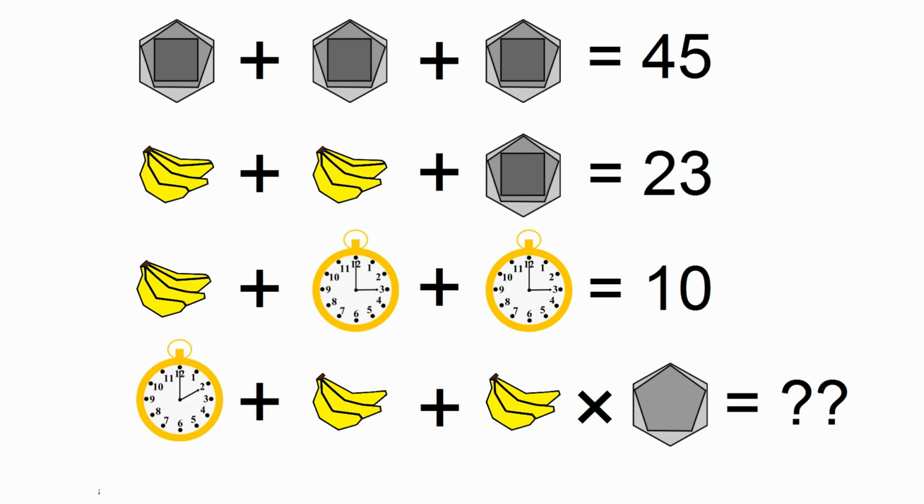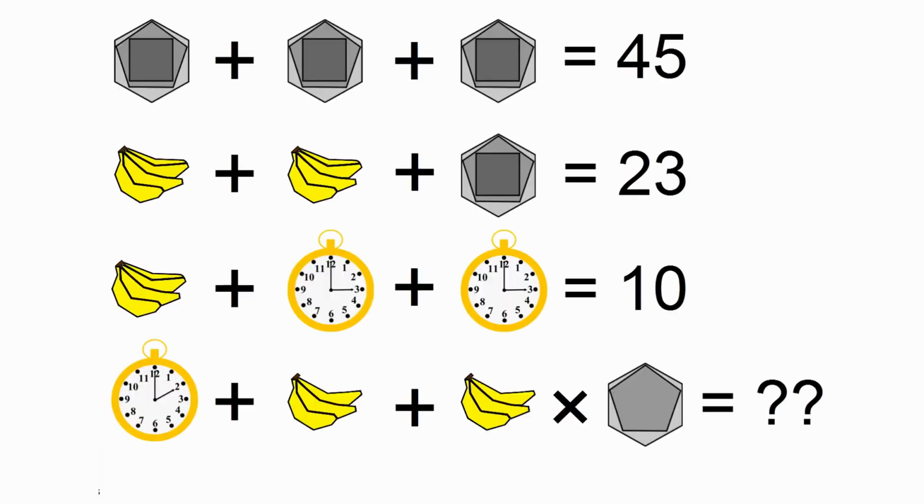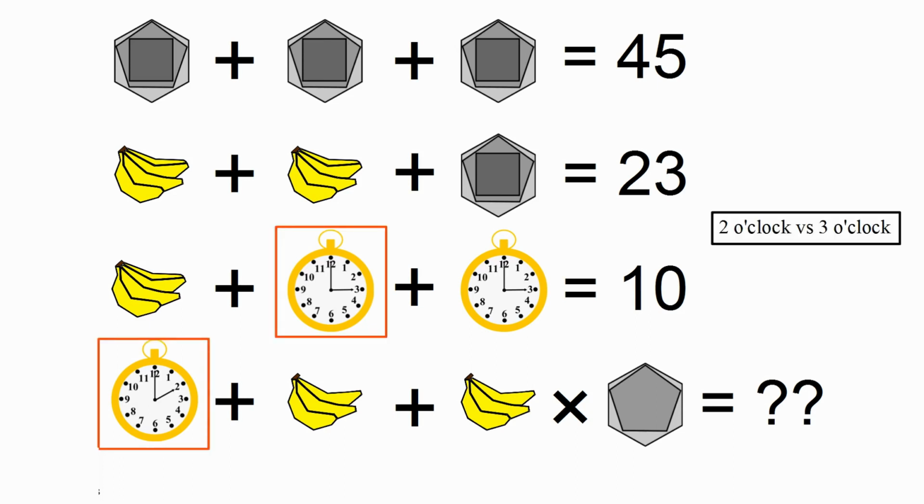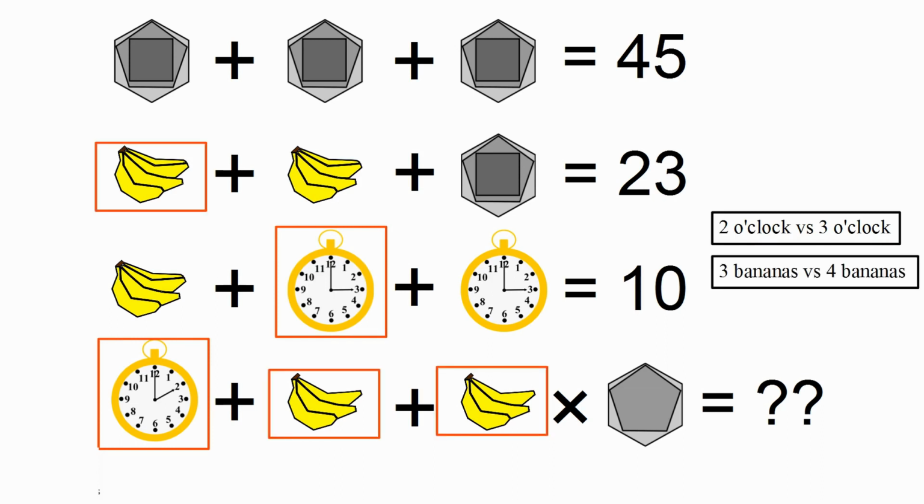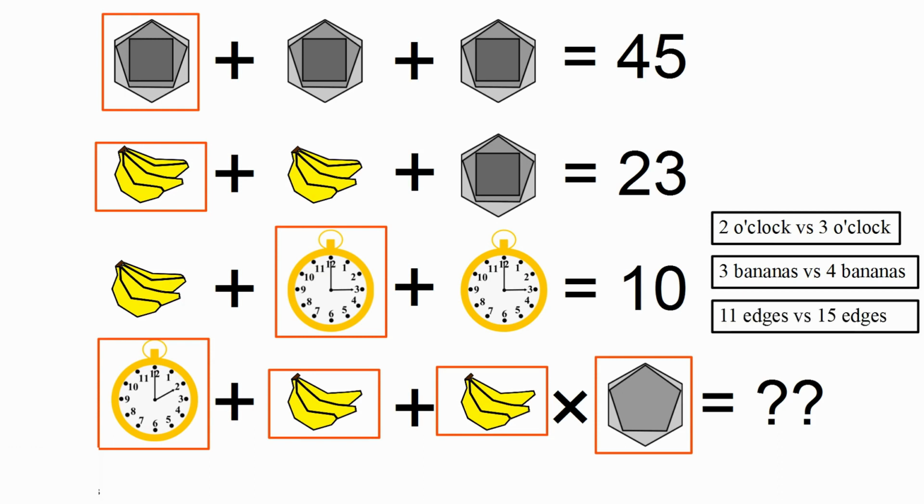So before you start computing the final answer you should look very closely at the last line. The shapes are different from the shapes in the previous line. For example, the clock in the final line shows 2 o'clock but in the previous line it shows 3 o'clock. Furthermore, the bananas in the final line have bunches of 3 bananas as compared to the other bunches in the equations which have 4 bananas. Finally, the last shape has only 11 edges compared to the other shapes in the figures which have 15 edges. So in order to solve this problem we're going to have to figure out numerical values that we can apply to the final line.